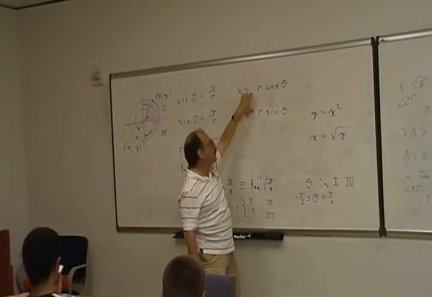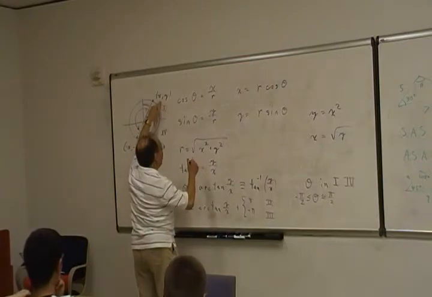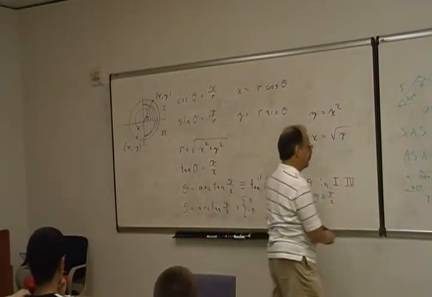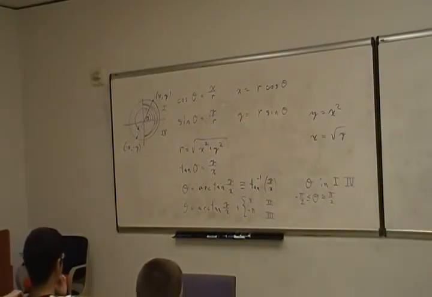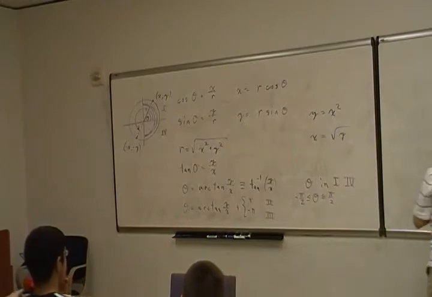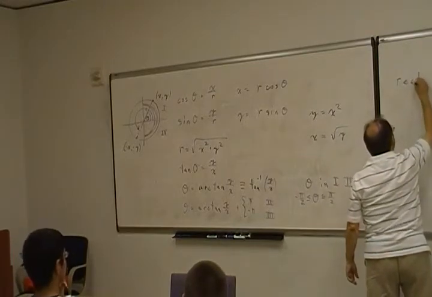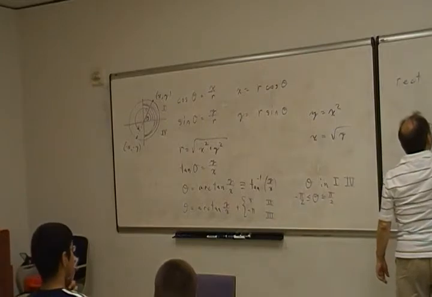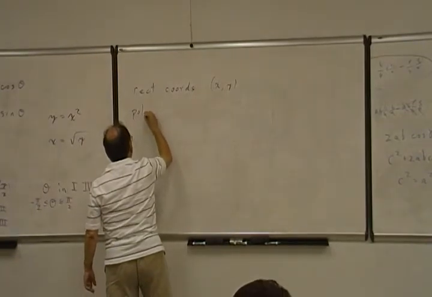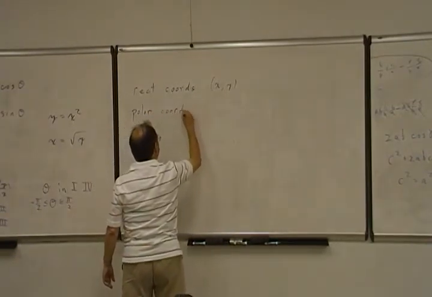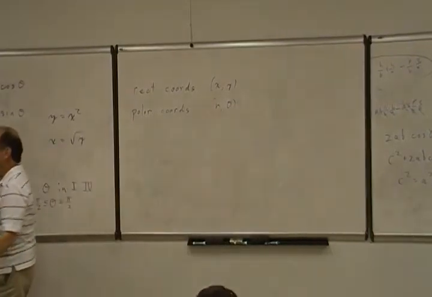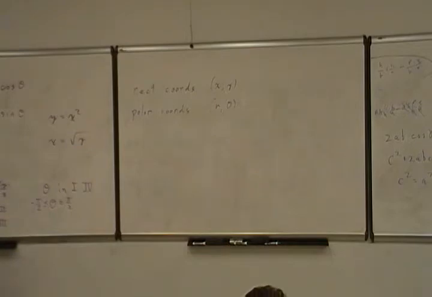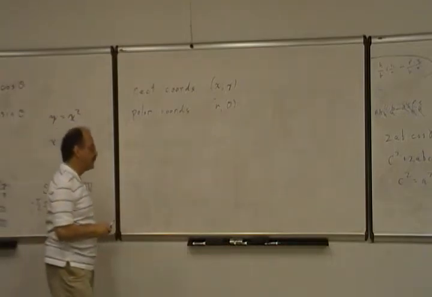So we call x and y the rectangular coordinates, because the axes are perpendicular, and when you draw in the coordinate grid, you get rectangles. So rectangular coordinates are x and y. The polar coordinates are r and theta. If you know x and y, you can get r and theta. If you know r and theta, you can get x and y.